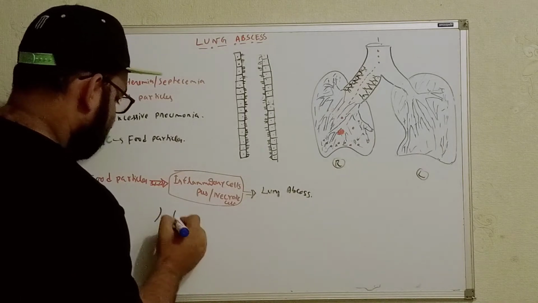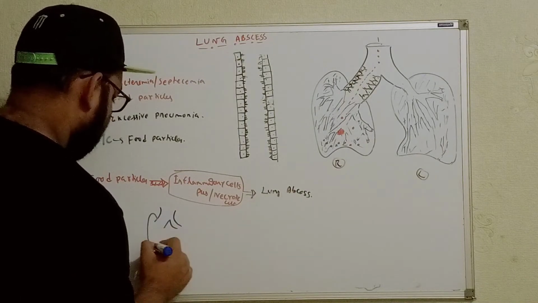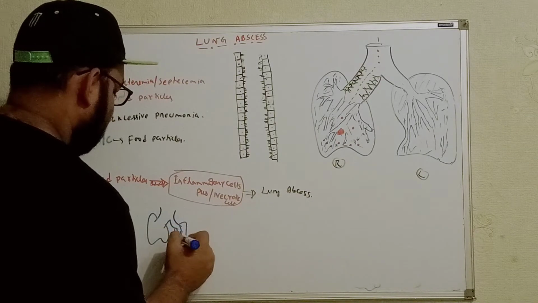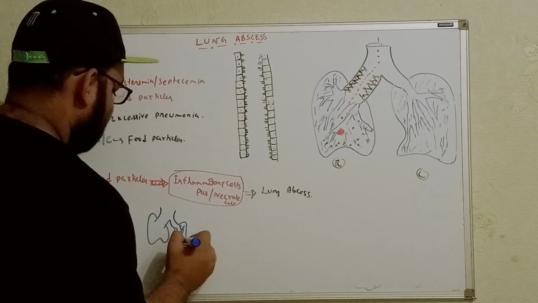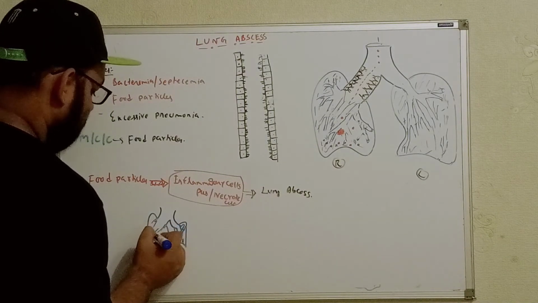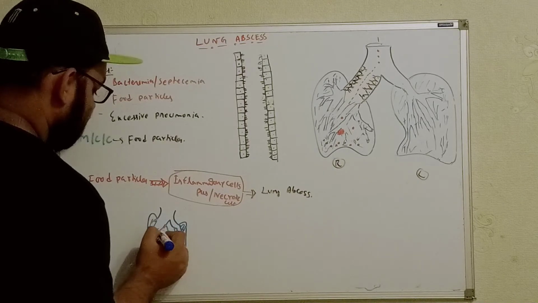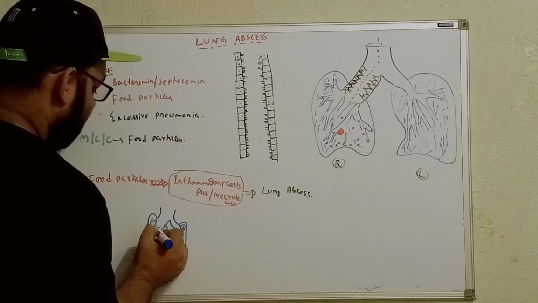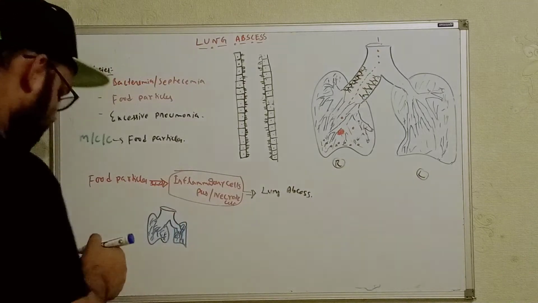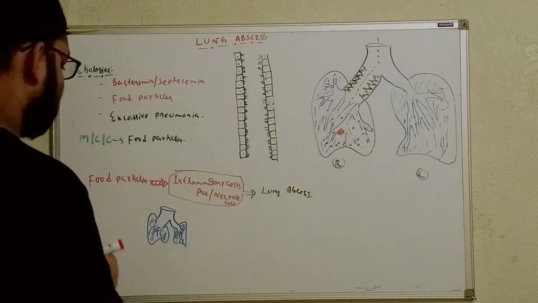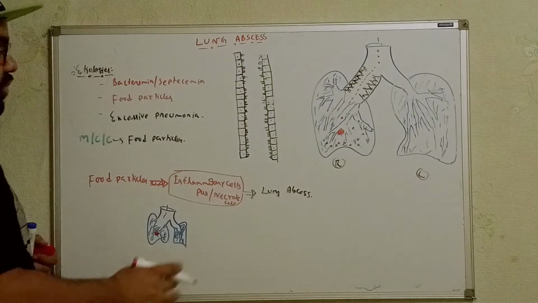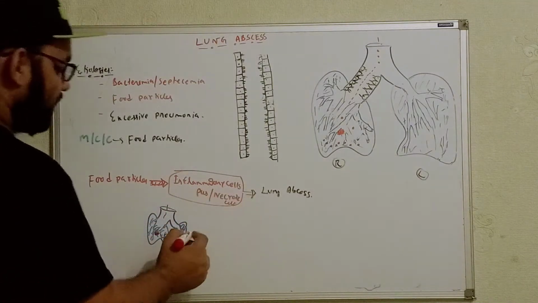For example, this is the normal lung. We're getting the terminal bronchioles and alveoli in these directions. Now try to understand: if we get food particles or any kind of foreign body aspiration within the lungs, the more chances, as I have already said, are on the right side. So for example, it has come over here. So whenever we see the lung abscess, try to understand from here.